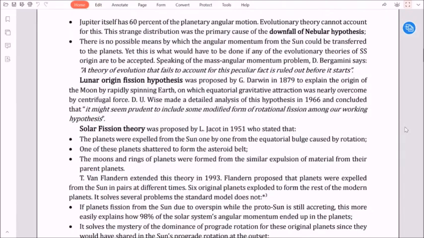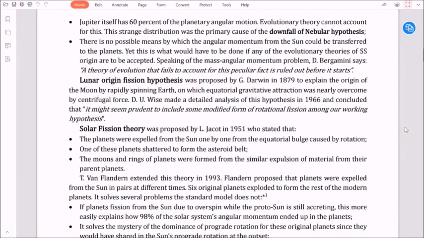The lunar origin fission hypothesis was proposed by Darwin in 1879 to explain the origin of the moon by a rapidly spinning Earth, on which equatorial gravitational attraction was nearly overcome by centrifugal force. Wise made a detailed analysis of this hypothesis in 1966 and concluded that it might seem prudent to include some modified form of rotational fission among our working hypotheses.